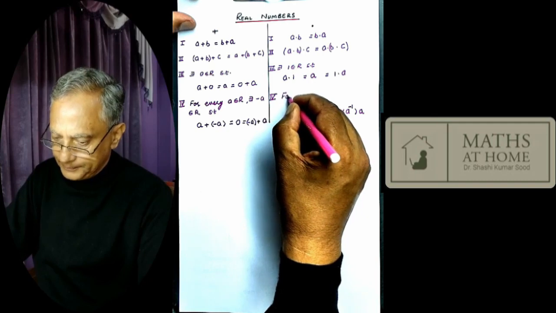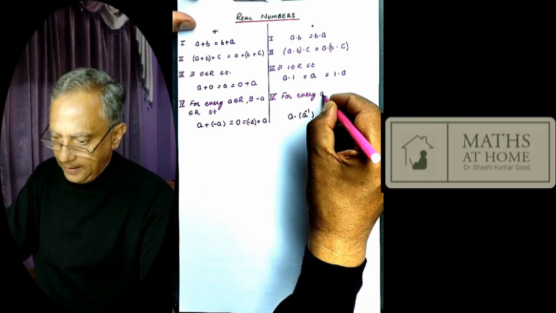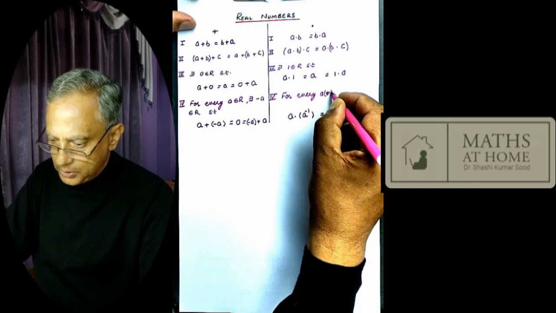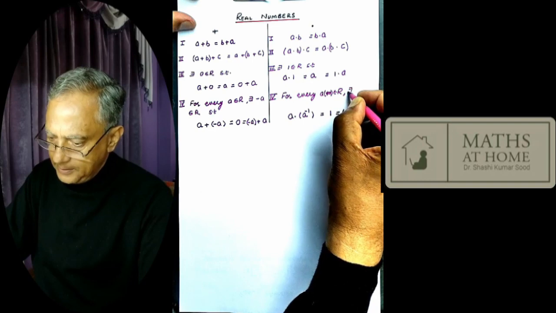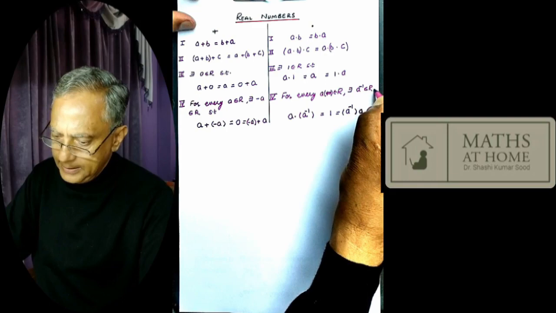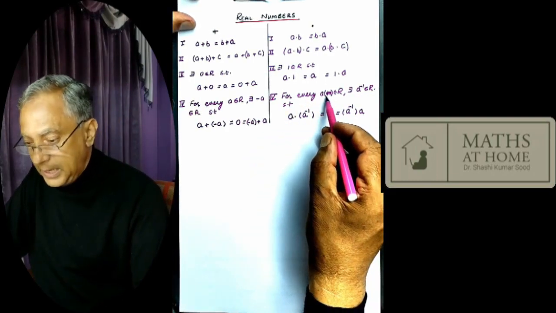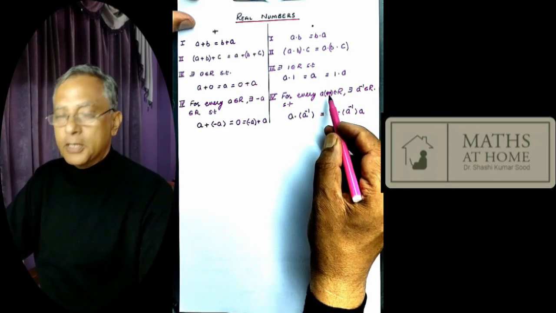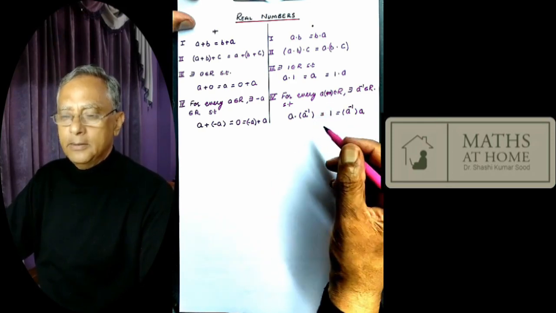For every A not equal to 0 belonging to R, there exists A inverse belonging to R such that this is true. But this exists only for non-zero numbers. Inverse of 0 does not exist. 1 by 0 is not possible.